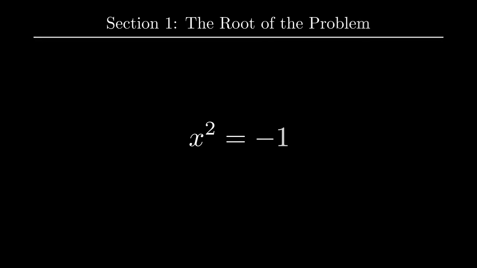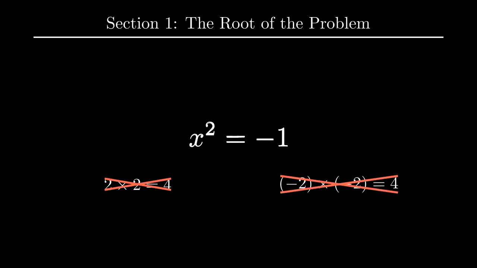For centuries, mathematicians were blocked by an impossible equation: x squared equals -1. If you multiply a positive by a positive, you get a positive. A negative times a negative is also a positive. So what number squared could possibly be negative?